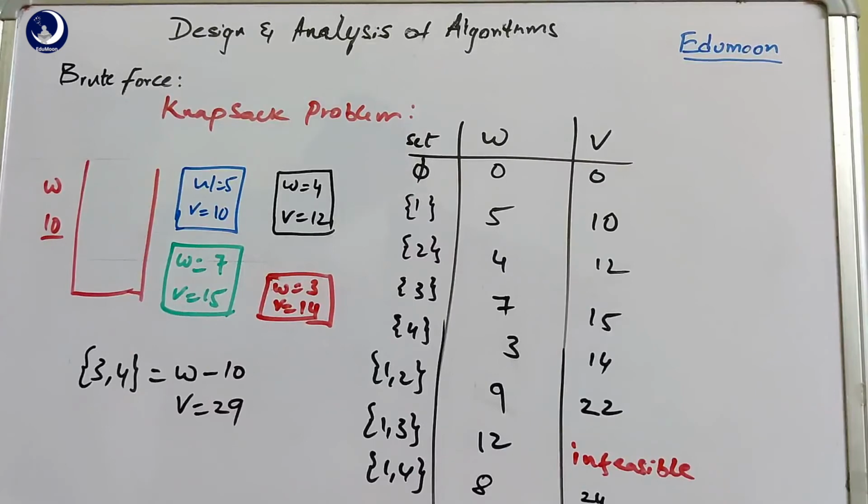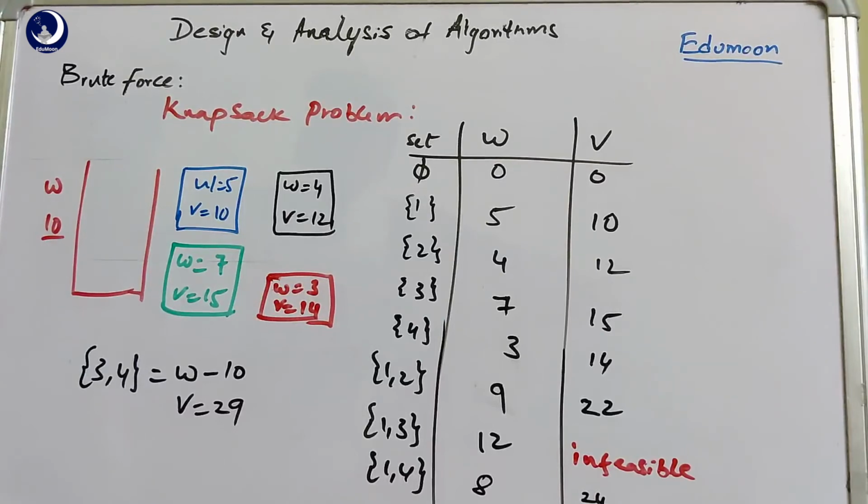So if different items with different weights and values are given, we need to generate all the possible subsets and then compute the value. This is what we do in the brute force approach: simply generating all the possible combinations and checking the feasible condition by checking the weights.